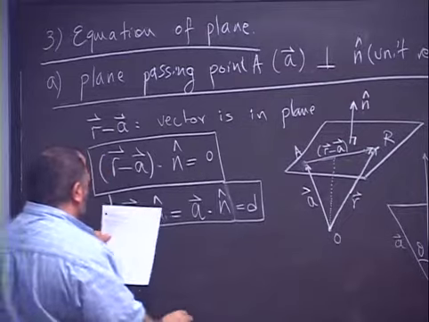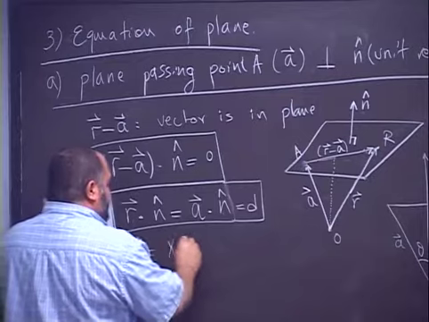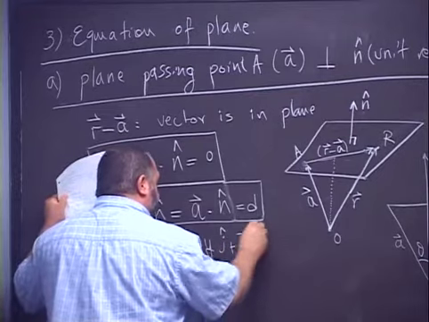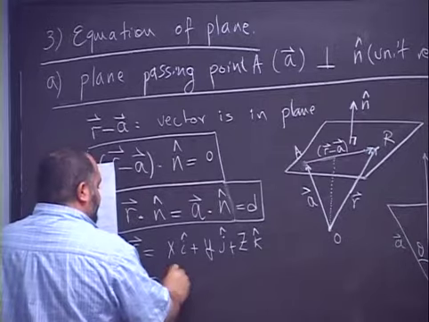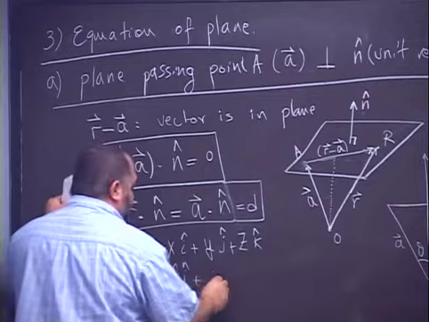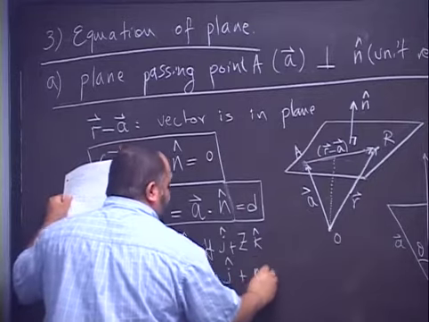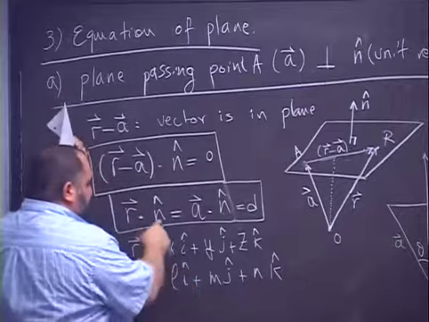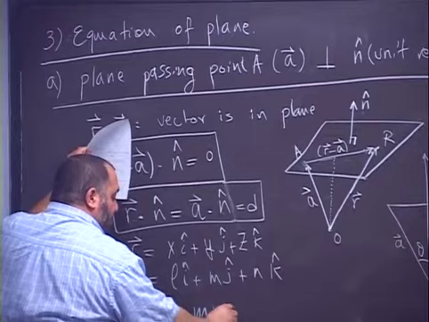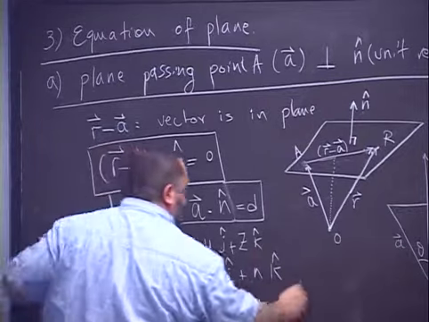Now, if vector R is X in the direction of I plus Y in the direction of J plus Z in the direction of K, and N, the unit vector, will be a certain length L in the direction of I plus M in the direction of J plus a certain distance N in the direction of K, and you dot product R dot N, this will give you what? L X plus M Y plus N Z, and this will be equal to D.